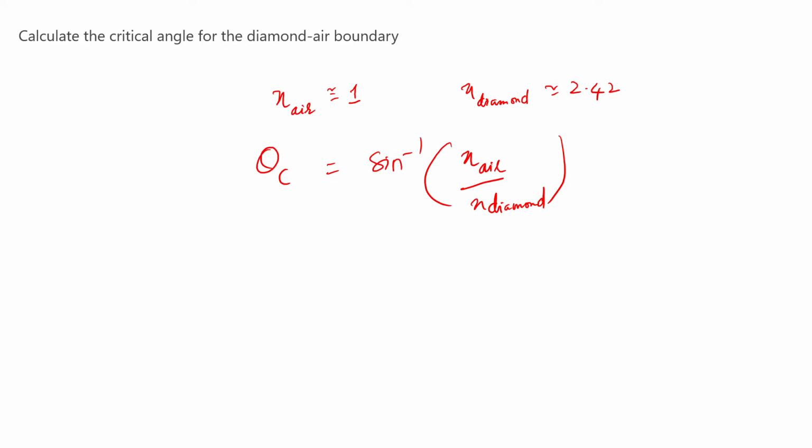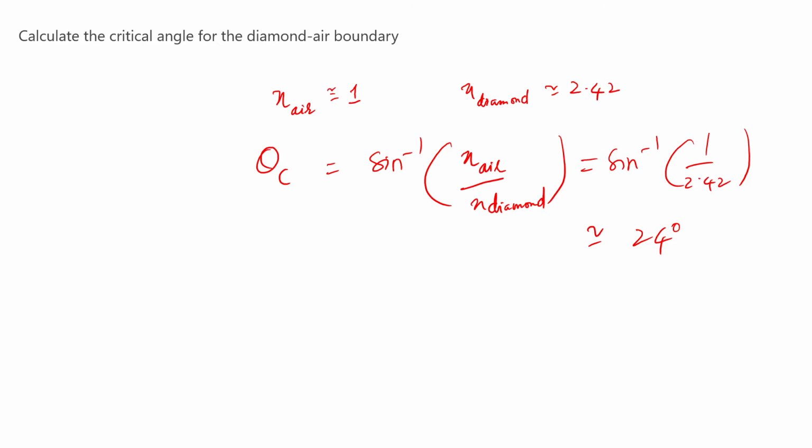So this happens when I'm going from air to diamond, right? So n air by n diamond, so sine inverse of 1 over 2.42, which comes out to be roughly 24 degrees, right? So the critical angle is this 24 degrees.